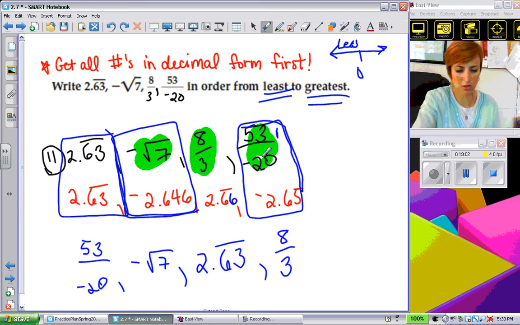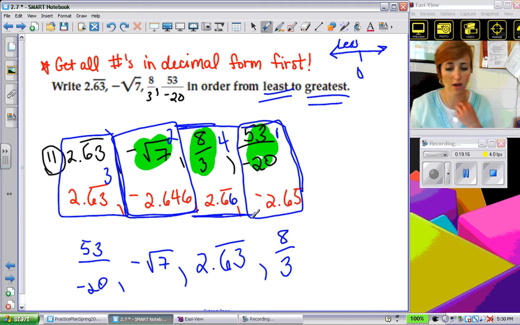So once again, just go through, double check yourself. That's 1. This is the second smallest, or third, which makes him my largest number. All right, and that gets us through this set of notes. 2.7's finished, so be prepared for note check tomorrow.